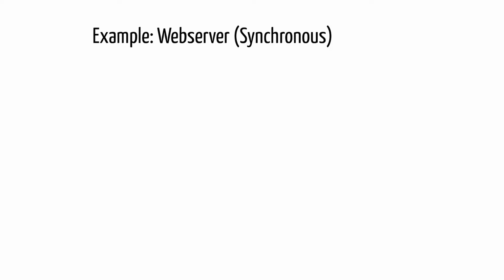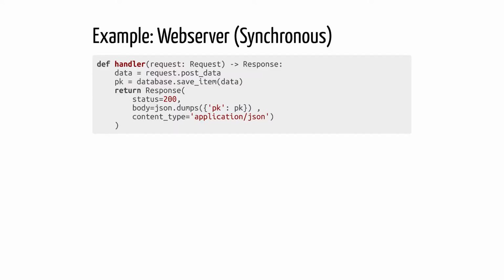And this is not a real web framework that we're going to use. We're just going to make one up. And so we have a handler function that maybe looks something like this. It takes a request as an input parameter. It returns a response. It first reads the post data from the request, then saves it to the database, creates a response object, and returns it. I hope that's somewhat understandable.